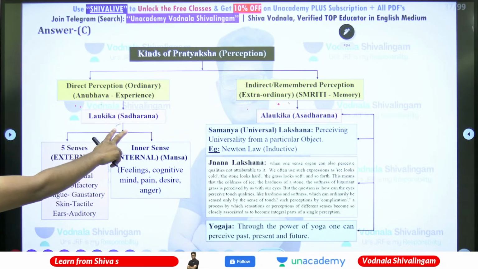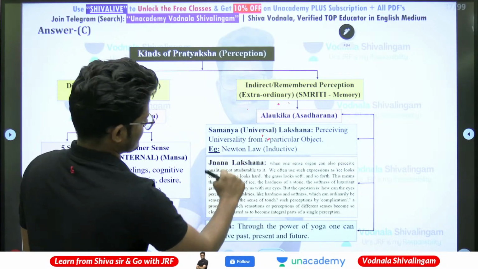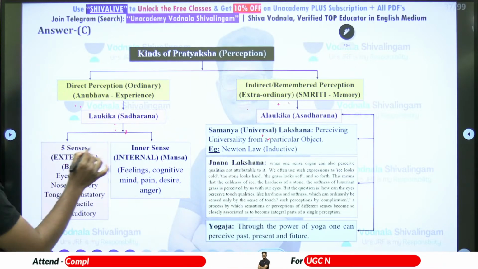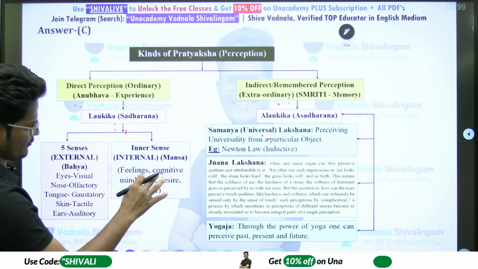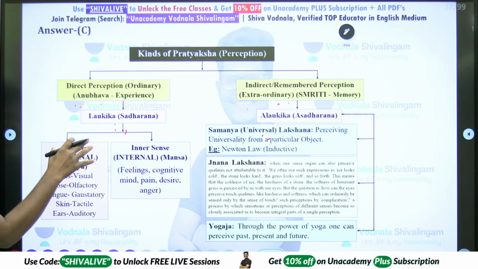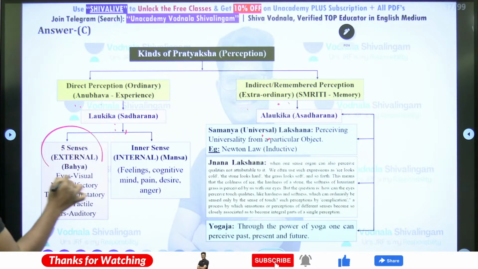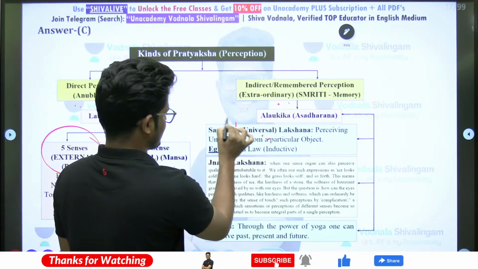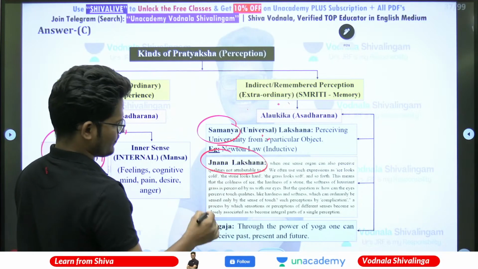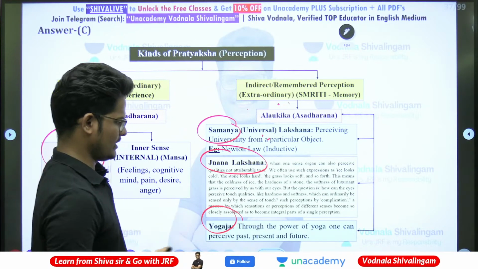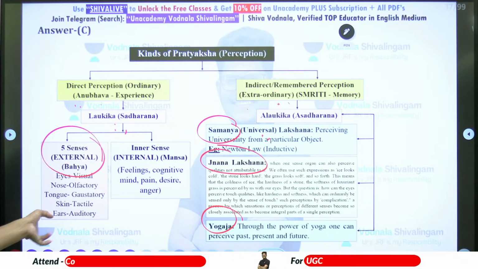The direct is also called Laukika or Sadharana, and indirect is also called Alaukika, which is Asadharana. Sadharana is based on two things, inner and external senses. Inner sense is manas, which is feeling, cognition, mind, pain, desire. Laukika external is bahya, which is eyes, nose, tongue, skin, ears. These are the 5 sense organs. Alaukika is of 3 types: Samanya, which is universal, Samanya Lakshana, Jnana Lakshana, which is based on attributes, and Yogaja. Yoga is ultimate for perceiving the past, present or future. This is Yogaja. Next.